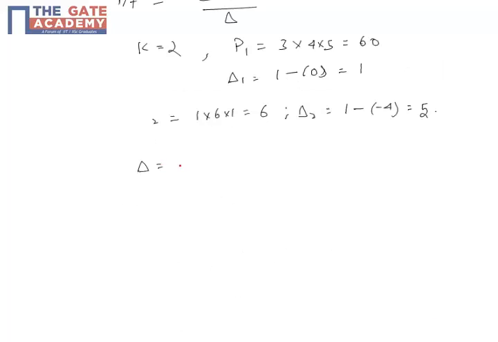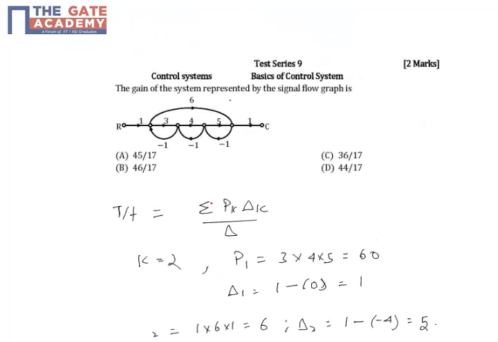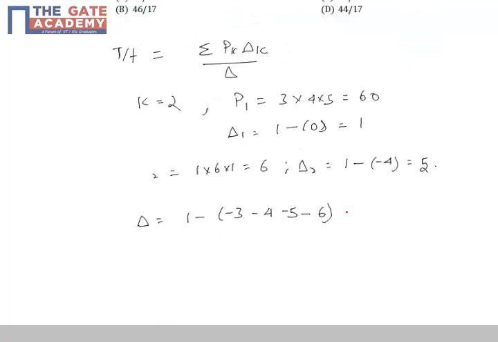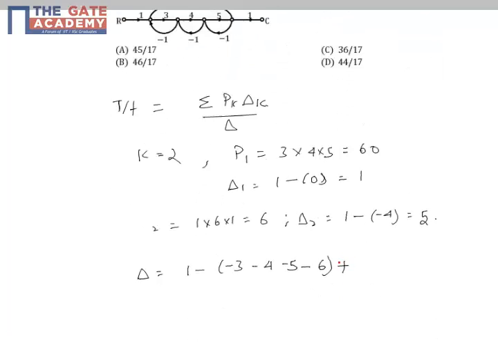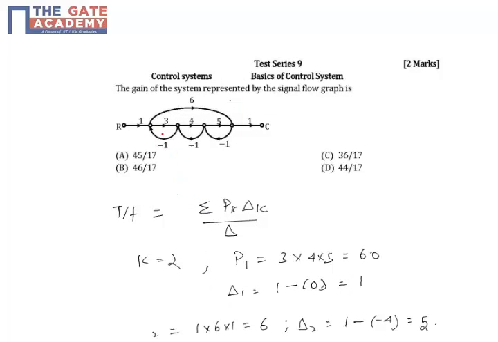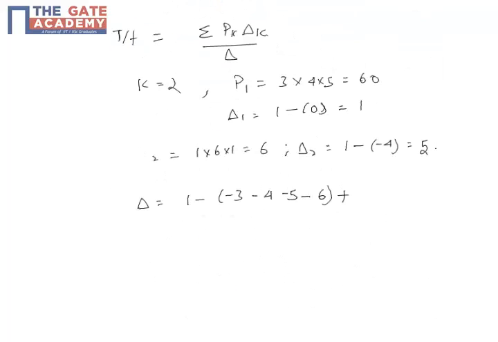And then delta is equal to 1 minus the sum of individual loop gains, so it is minus 3, minus 4, then minus 5. In addition to that, we have a loop here, one through the branch having a gain of 6, and then through these three branches feedback, so it is 6 into minus 1 into minus 1 into minus 1, which is minus 6. And then plus there is a pair of non-touching loops, this loop and this loop, so it is minus 3 into minus 5, which is plus 15.